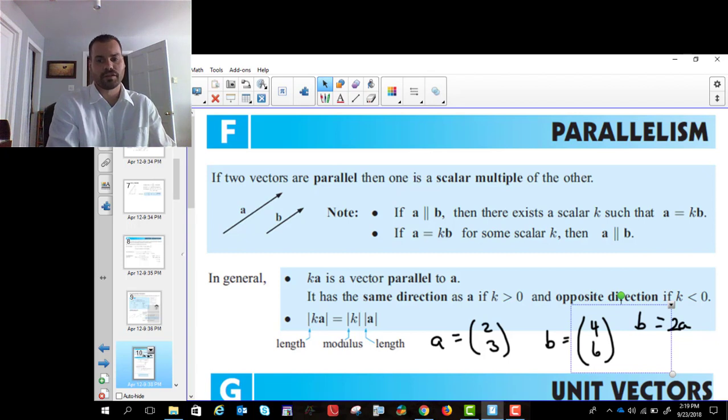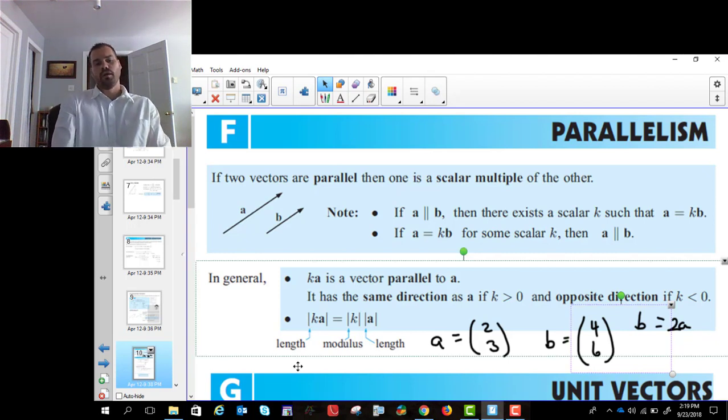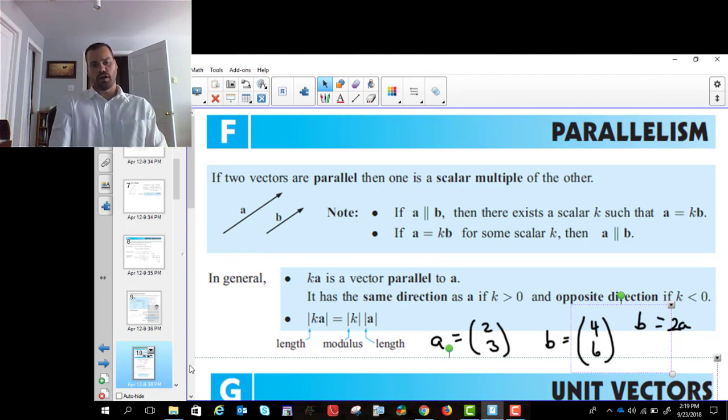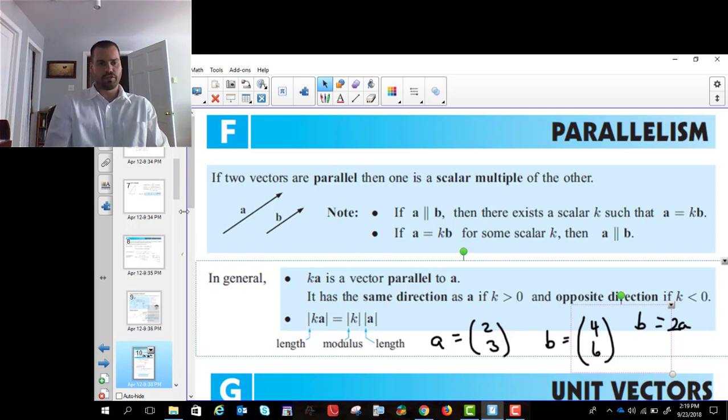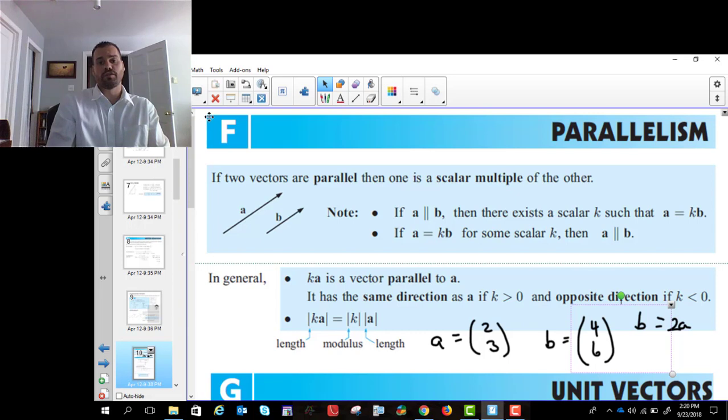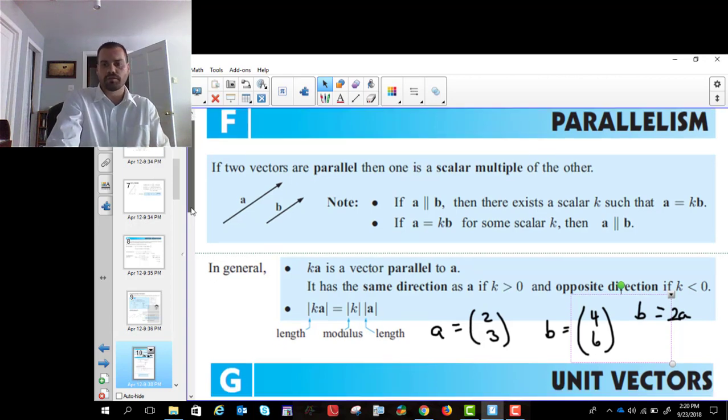They're going in the same direction, okay? And so you'll see this often. A question will say something to the effect of, are these parallel? Or it may tell you something is parallel, and therefore you can find a component that's missing. All right, we'll talk about a lot of practice questions in class, but that's the concept of parallelism. So all you have to do is remember, if they're parallel, they're scalar multiples.